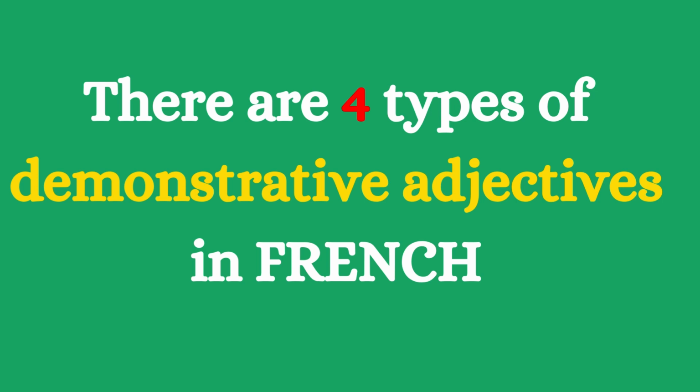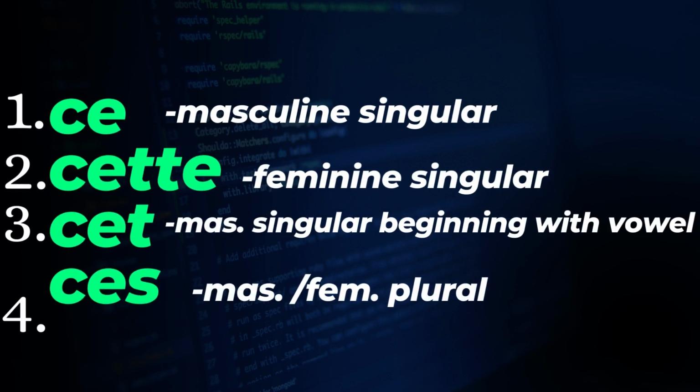In French, there are 4 types of demonstrative adjective. The first is ce, the second is cette, used for feminine singular. Then the third is cet, which is used for masculine singular beginning with a vowel. Yes, I repeat, masculine singular beginning with a vowel. The last is ces, used for masculine and feminine plural, which means these or those.